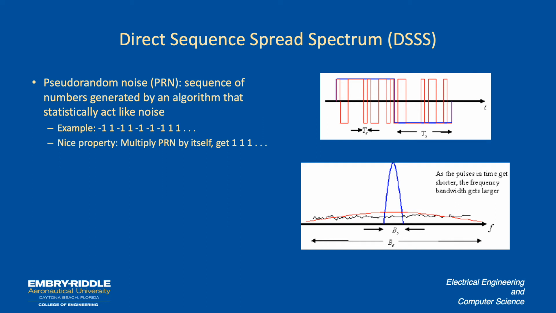In direct sequence spread spectrum, or DSSS, we use a pseudo-random noise sequence to generate a sequence of binary numbers, either 0 and 1, but we'll often assign -1 to 0 and 1 to 1. If we think of the sequence of numbers as -1, 1, -1, 1, -1, -1, -1, 1, 1, when we multiply it by itself, no matter what we do, we're going to get 1, 1, 1, 1, 1. So this sequence of numbers has a nice property that when we multiply it by itself, it goes away.